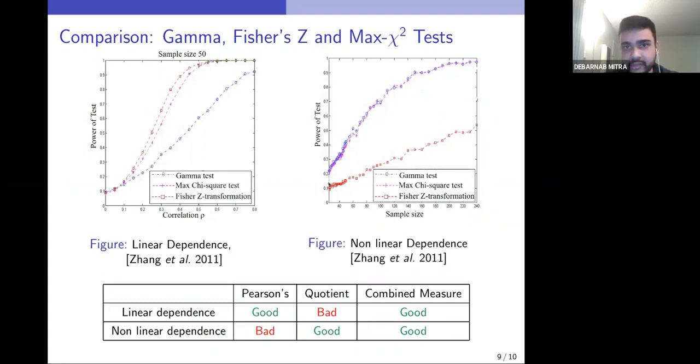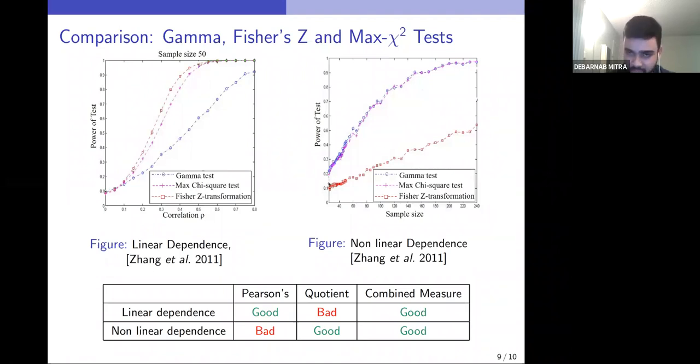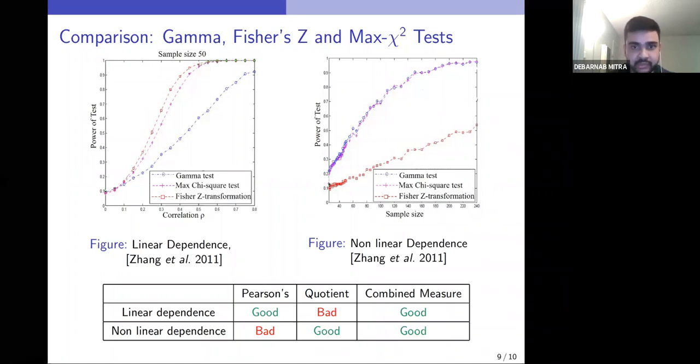On the figure on the right, it is a situation where we have nonlinear dependence, and we see that the Fisher's Z transformation test has very low detecting power. The gamma test has very high detecting power, and the max chi-square test is very close to the gamma test in this situation. So finally, we can conclude that this combined measure, because we're combining two correlation coefficients which are asymptotically independent, we're able to leverage the power of both of them, and hence we get a test which has good performance irrespective of what the alternative hypothesis is.